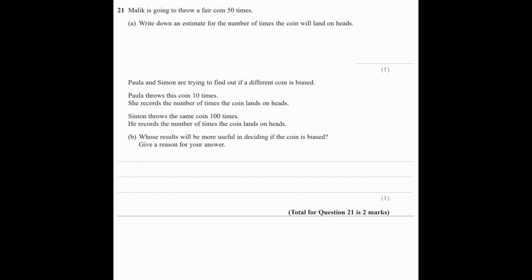21A and B are about probabilities. A says Malik is going to throw a fair coin 50 times. Write down an estimate for the number of times the coin will land on heads. If it's a fair coin, it's either going to land on heads or tails. So the chances of it landing on heads is 1 out of 2. Therefore, you would expect that a half of his throws would be heads. So an estimate is a half of 50, that is 25.